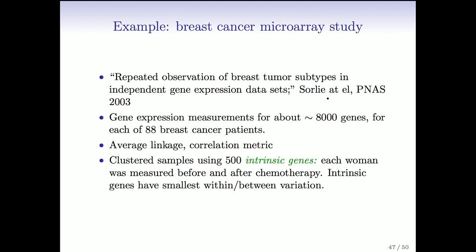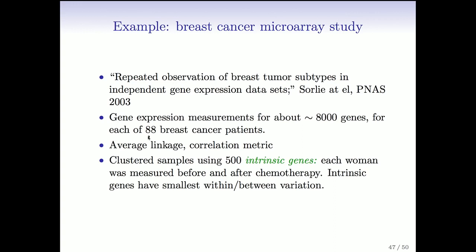Therese had measured gene expression from gene chips for about 88 women who had breast cancer, were being treated for breast cancer, and gene expression measurements for about 8,000 genes. So what that means is for each of the 88 patients, there's a quantitative measurement for each of 8,000 genes, which measures how much that gene was expressing, how active it was for that woman. Right? And this is a very common kind of study now where people look at gene expression to try to understand the basis of diseases like breast cancer and figure out whether there are subtypes of the disease which should be treated in a different way.